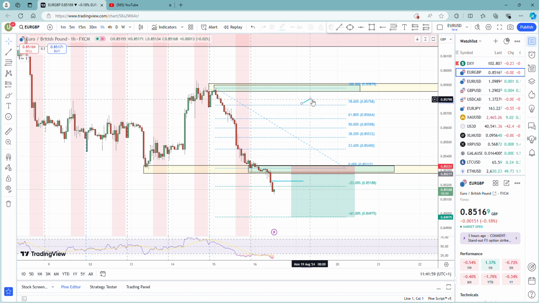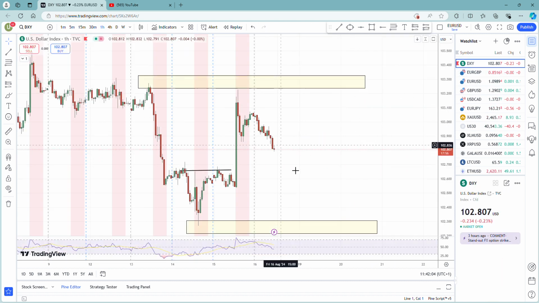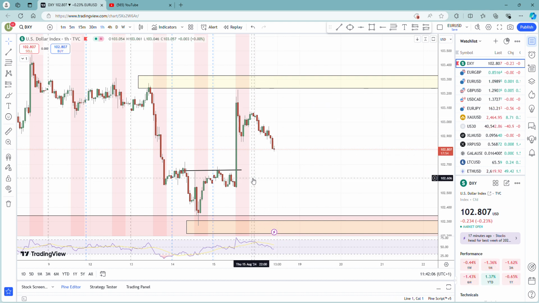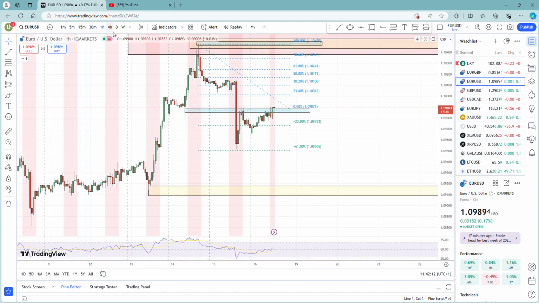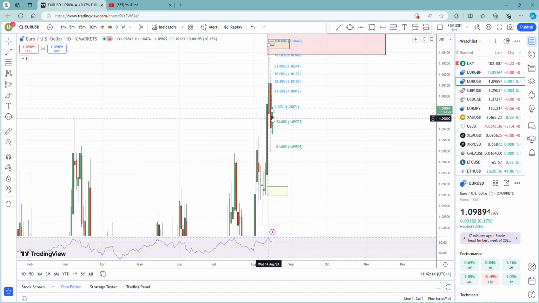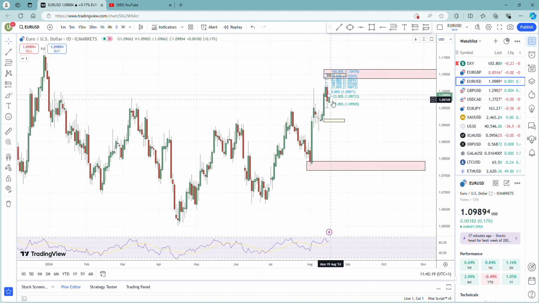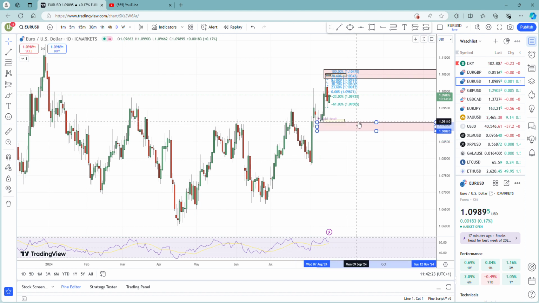So if we look at the DXY before we go into Euro USD, you can see DXY was bearish. DXY is going down. As I said, remember, that indicates that Euro USD and GBP USD are going up. So we'll look at Euro USD first. If you look at the daily on Euro USD, we can see that it is a green candlestick, which indicates buyers are into the market. It is a bullish day to buy.